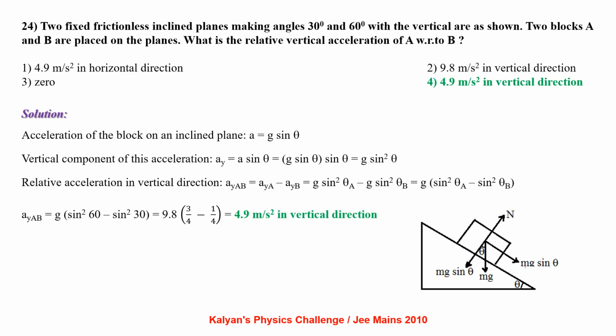Two fixed frictionless inclined planes making angles 30 degrees and 60 degrees with the vertical are as shown in the figure. Two blocks A and B are placed on the planes. What is the relative vertical acceleration of A with respect to B?